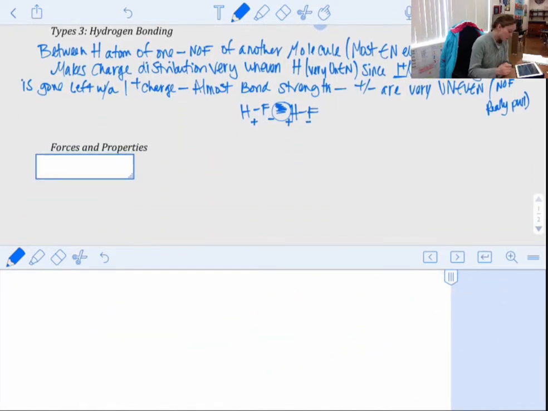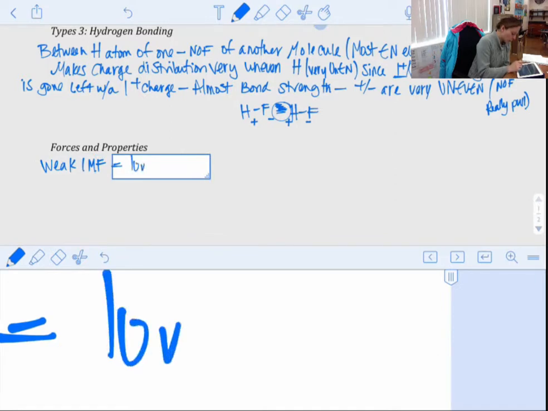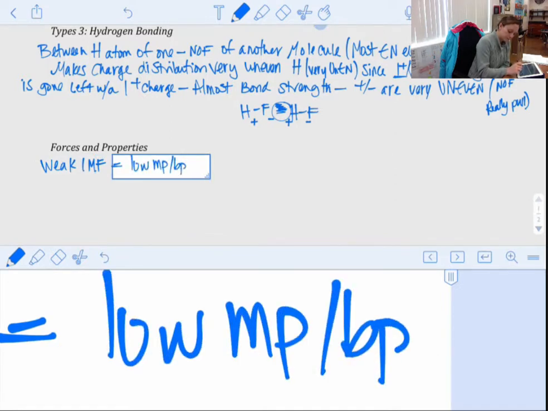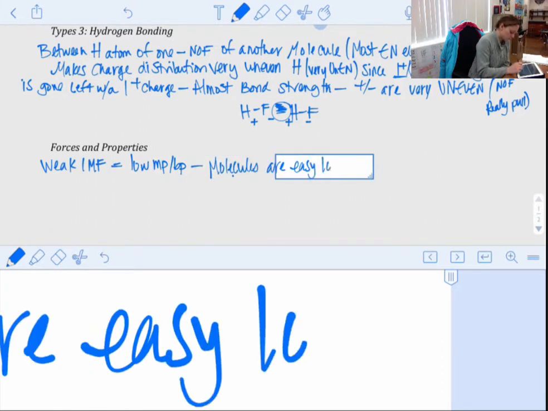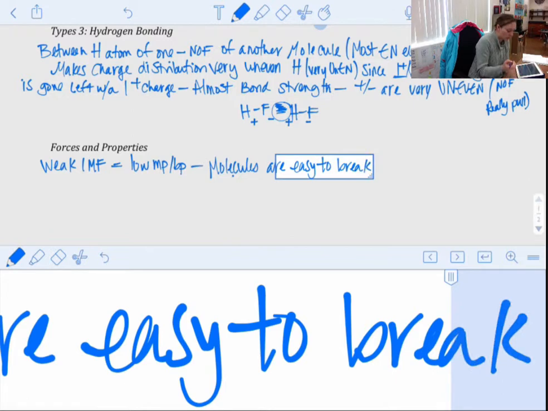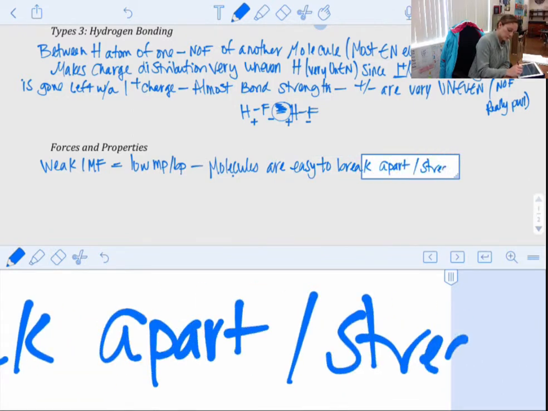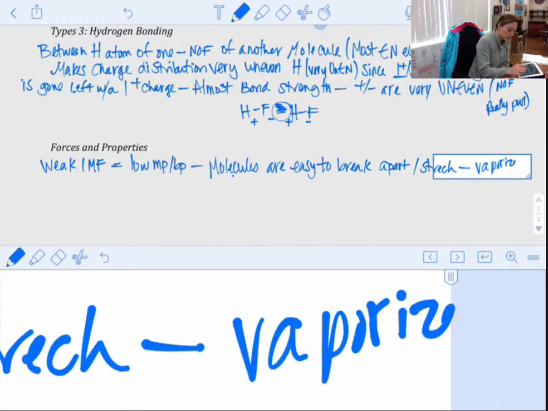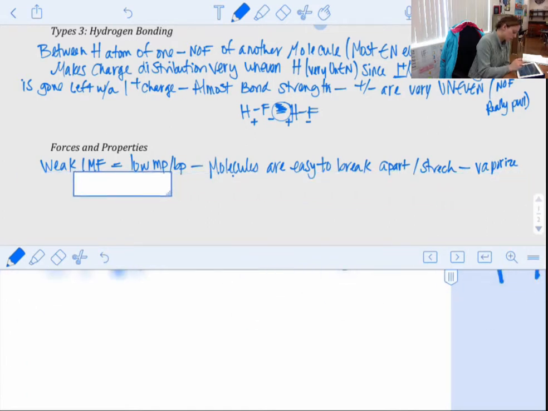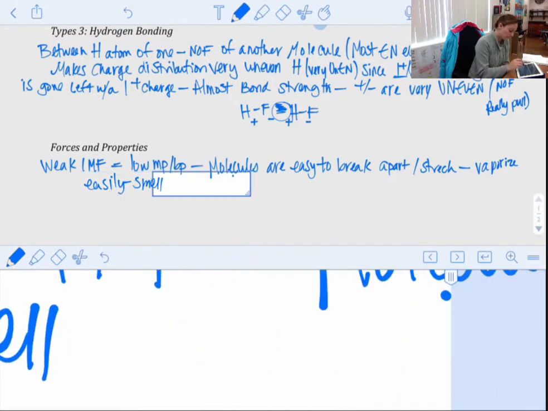The last part, a kind of recap, is forces and properties. If you have a weak intermolecular force, that's going to be a low melting point or boiling point, which means that the molecules are easy to break apart or stretch, depending on if you're just going to melt them. Which, like I mentioned earlier, also means that they vaporize easily, which usually means they're going to smell. Not all, but a lot.